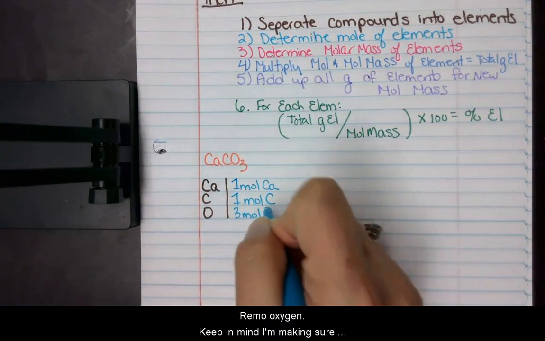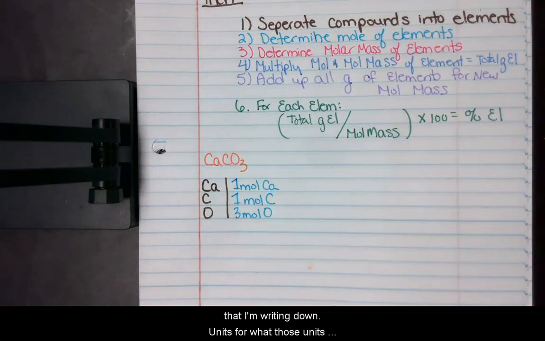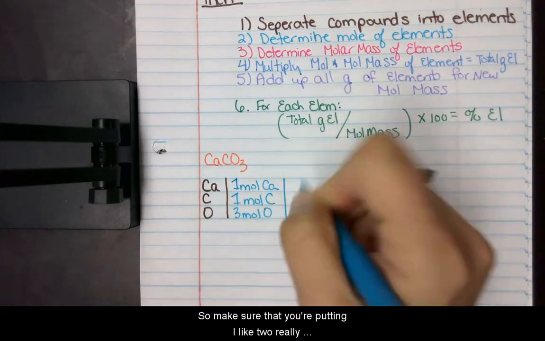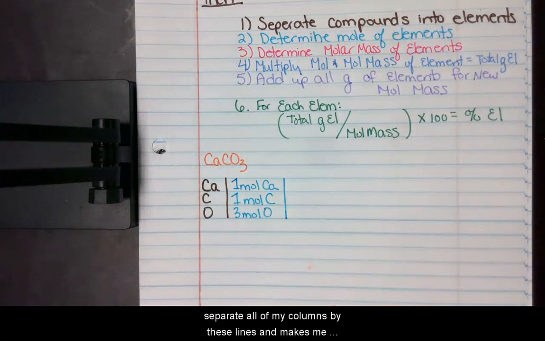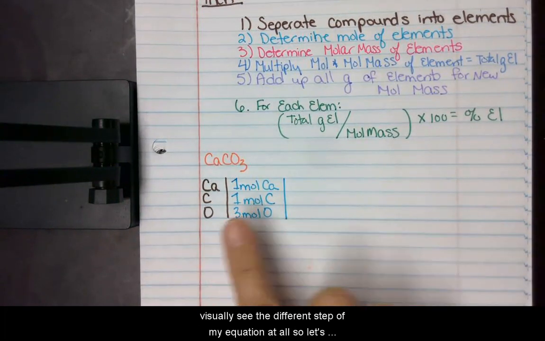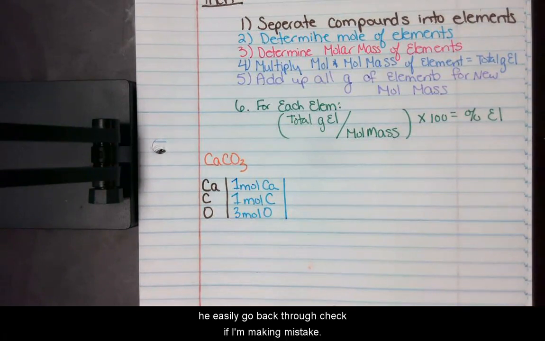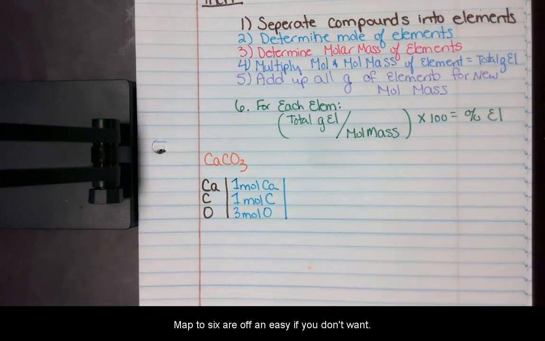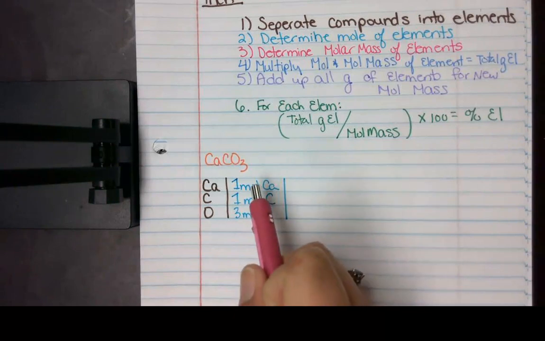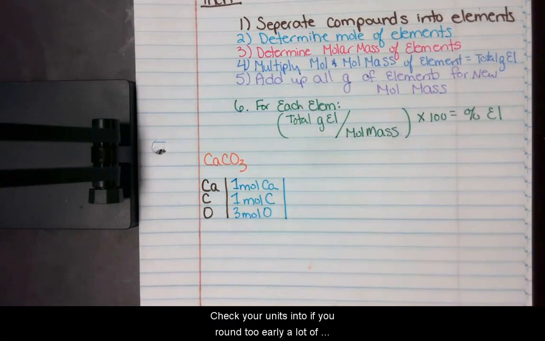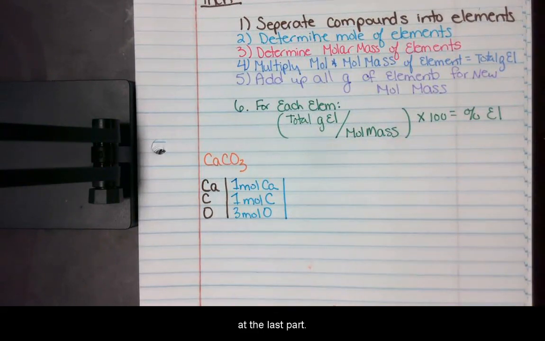Now keep in mind, I'm making sure that I'm writing down not just units, but what those units belong to, so that when I am going back and double checking my work, I understand what I'm doing. I like to really separate all of my columns by these lines. It makes me visually see the different steps of my equation. It also lets me easily go back through and check if I'm making mistakes. Math mistakes are often easy if you don't, 1, check your units, and 2, if you round too early. A lot of people want to round over here. You should only round at the last part of it.